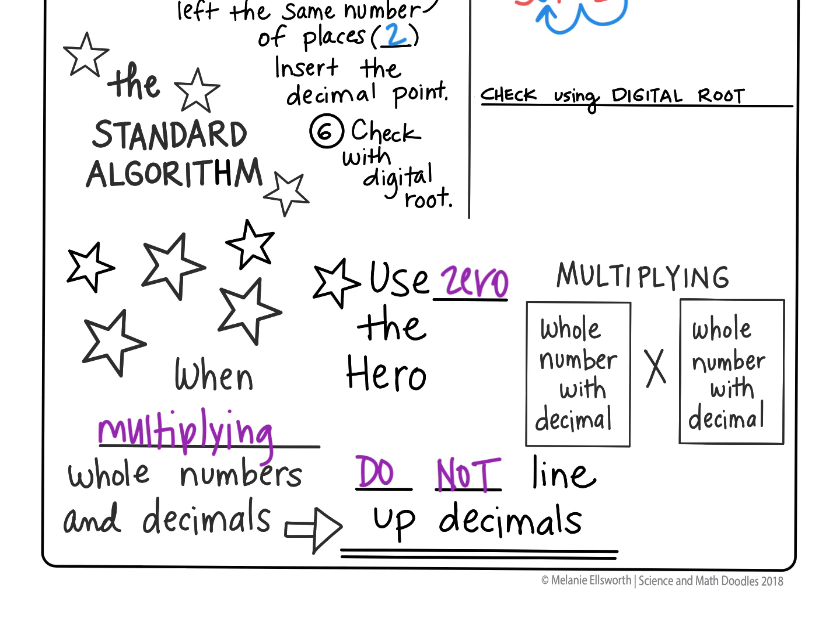Okay. Any questions? That's it for today. It's the same exact steps. It's just whole number with decimal times whole number with decimal.